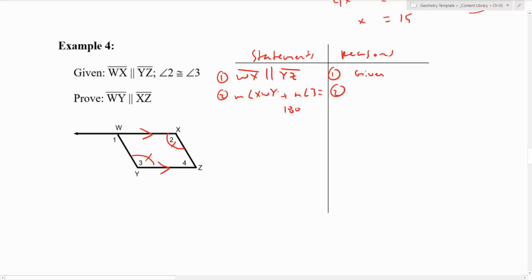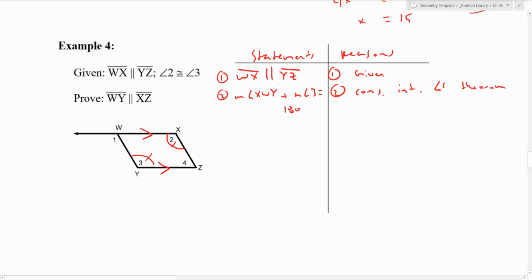The measure of angle XWY plus the measure of angle 3 equals 180. And that is the consecutive interior angles theorem. So that's angle 3 and XWY. These are parallel lines, cut by a transversal WY. And so these angles are supplementary. They're not congruent, but they're supplementary. They add up to 180, okay?